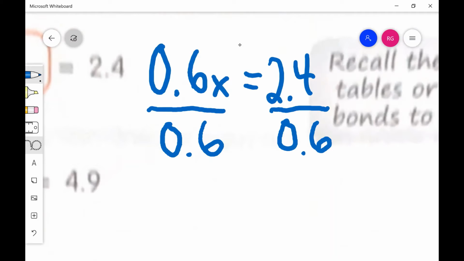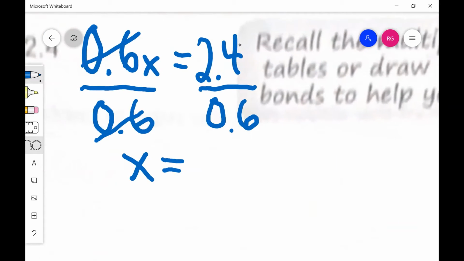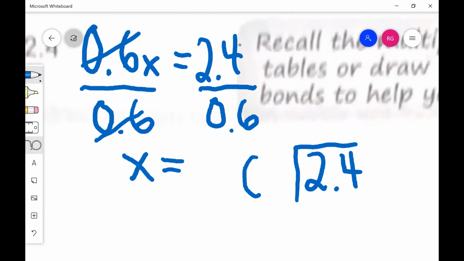Okay, so this will cancel out. And this is x on the left. And here I could say 2.4 divided by 0.6. All right, let's do that slowly. Just while we're here, we're going to review how we could divide 2.4 divided by 0.6. Okay, and we'll take it slowly here.